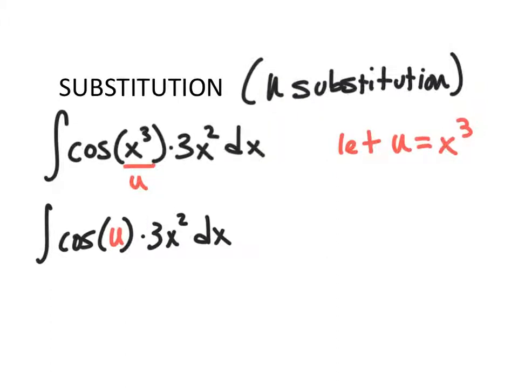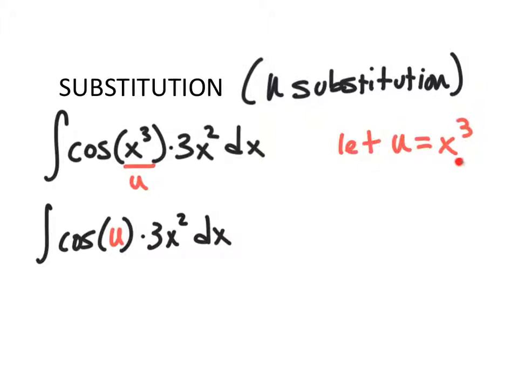Now, what I notice here is that I need to somehow get rid of this 3x squared dx and put it in terms of u. That's the idea. And what I notice is that 3x squared is the derivative of my u. U is equal to x cubed.